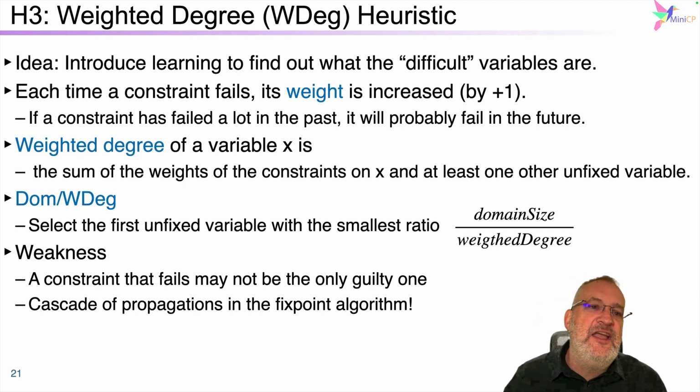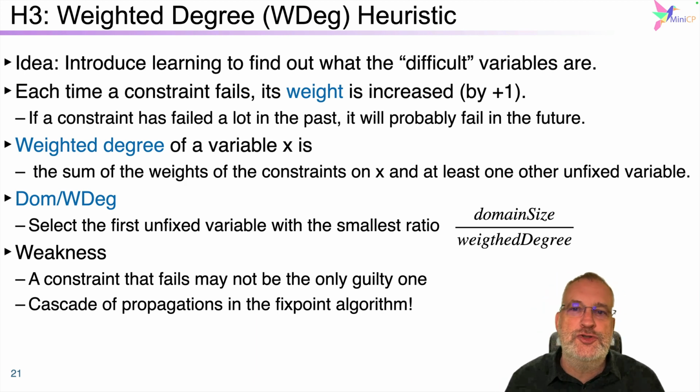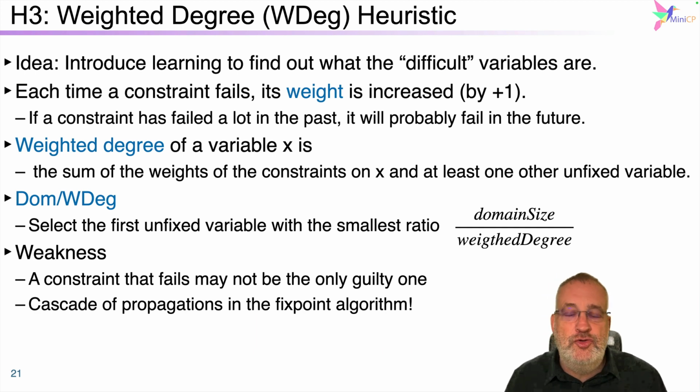And the idea is that each time we encounter a failure in a constraint, we're going to increase the weight of the constraint by 1 to convey that failure, to convey that this is a difficult constraint. So just imagine that every constraint has a counter, they all start at 0, and as constraints fail, their counter starts going up for the one that detected the failure, right? So that's the basic idea.